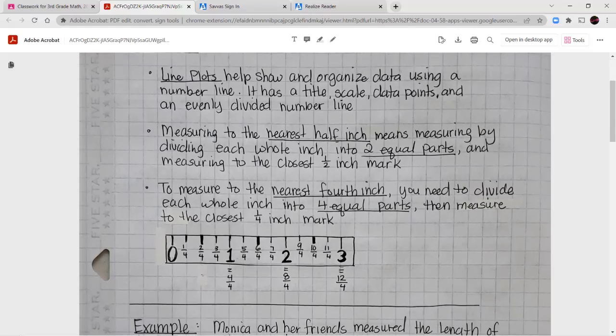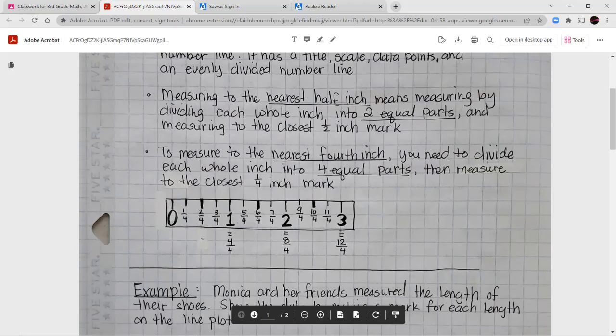When we're measuring to the nearest 1/2 inch, it means we're measuring by dividing each whole inch into 2 equal parts, and then measuring to the closest 1/2 inch mark. If we're going to measure to the nearest fourth inch, you're going to divide each whole inch into 4 equal parts, and then measure to the closest 1/4 inch mark.